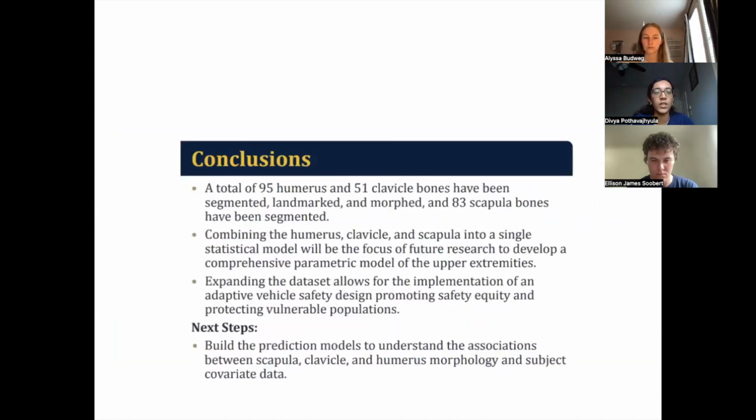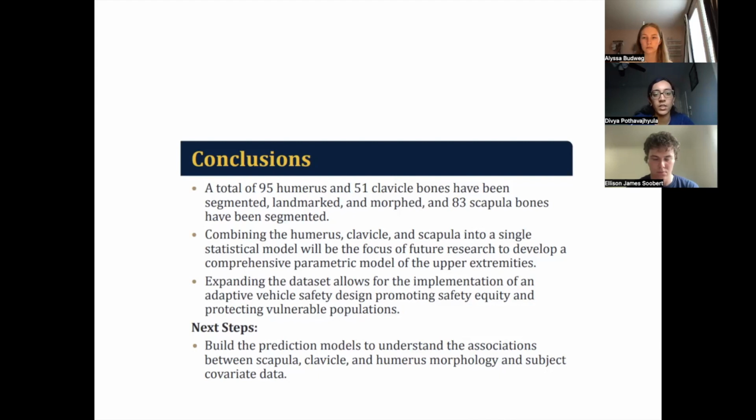In conclusion, past research has demonstrated an increased car accident injury and fatality risk for those outside the 50th percentile male population. The adaptive design team addresses the safety equity issue by developing parametric human modeling to represent a broader population. Our next steps as a team are to generate prediction models to fully understand the associations between the upper extremities bone morphology and the subject covariate data.